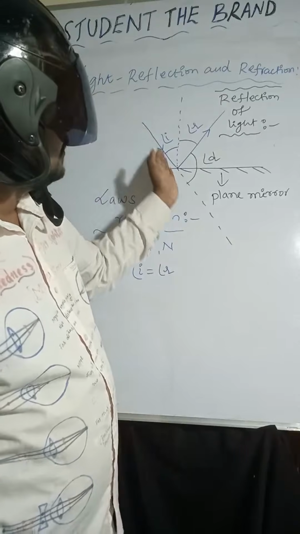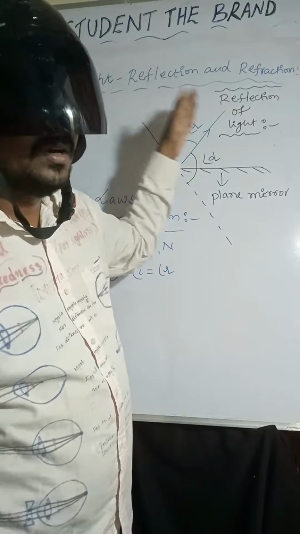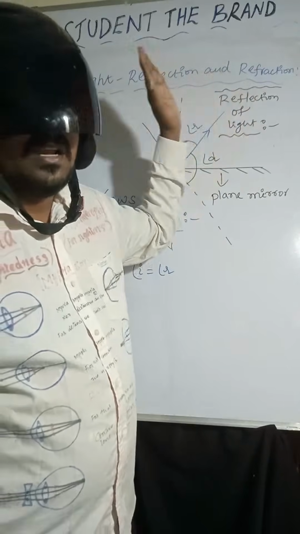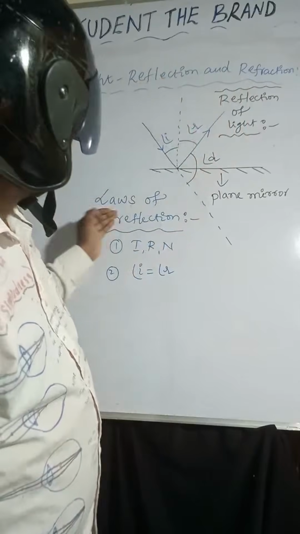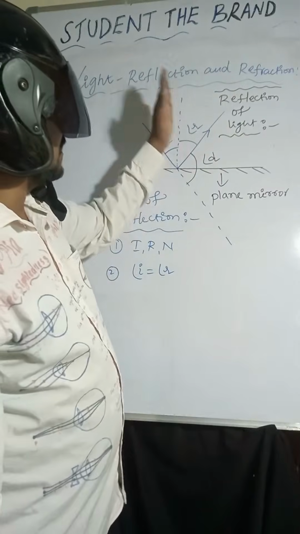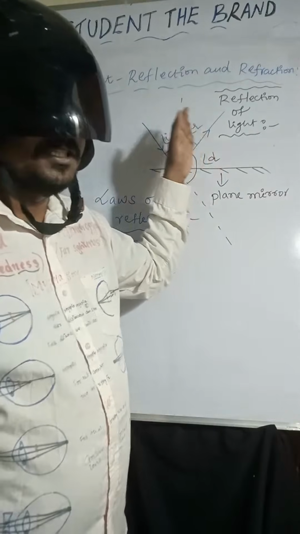The angle between the incident ray and normal line is called the angle of incidence. The angle between the reflected ray and normal line is called the angle of reflection. So the incident ray, reflected ray and normal line lie in the same plane. These are the laws of reflection: the angle of incidence is equal to the angle of reflection.